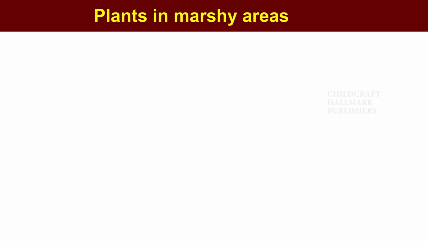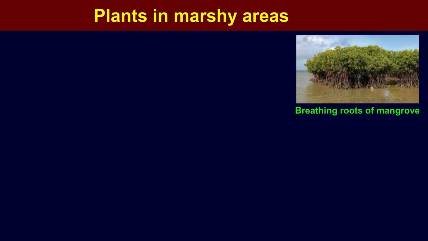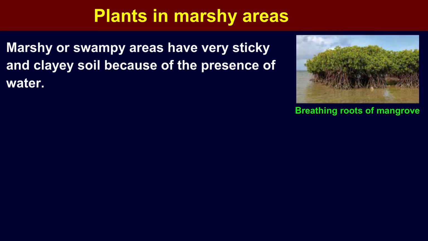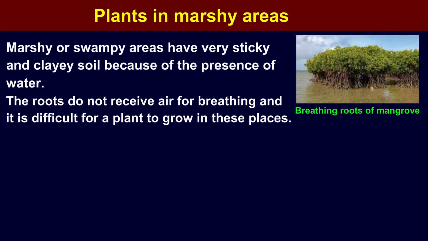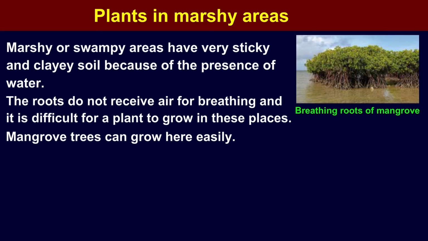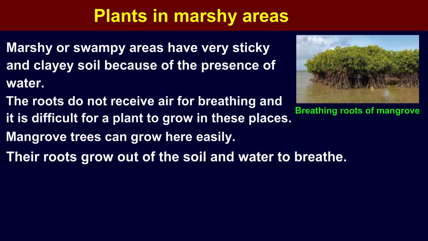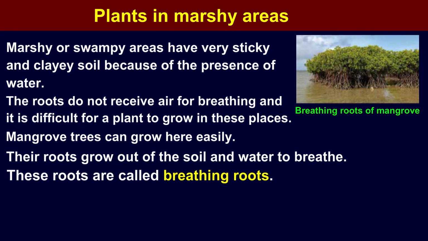Plants in marshy areas. Marshy or swampy areas have very sticky and clayey soil because of the presence of water. The roots do not receive air for breathing and it is difficult for a plant to grow in these places. Mangrove trees can grow here easily. Their roots grow out of the soil and water to breathe. These roots are called breathing roots.